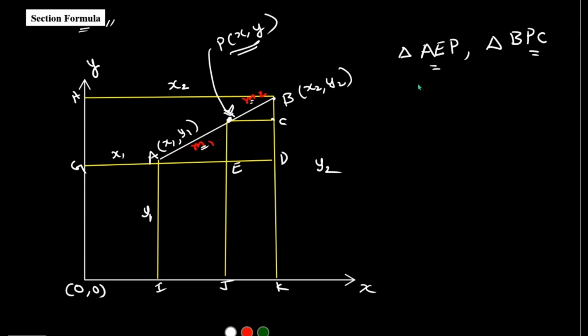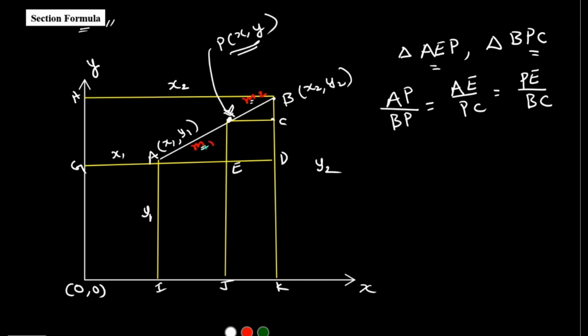So let me write the ratios from these two triangles. One is AP by BP is equal to AE by PC, equal to PE by BC, right? So understand from the similar triangles, edge ratios are the same, right?